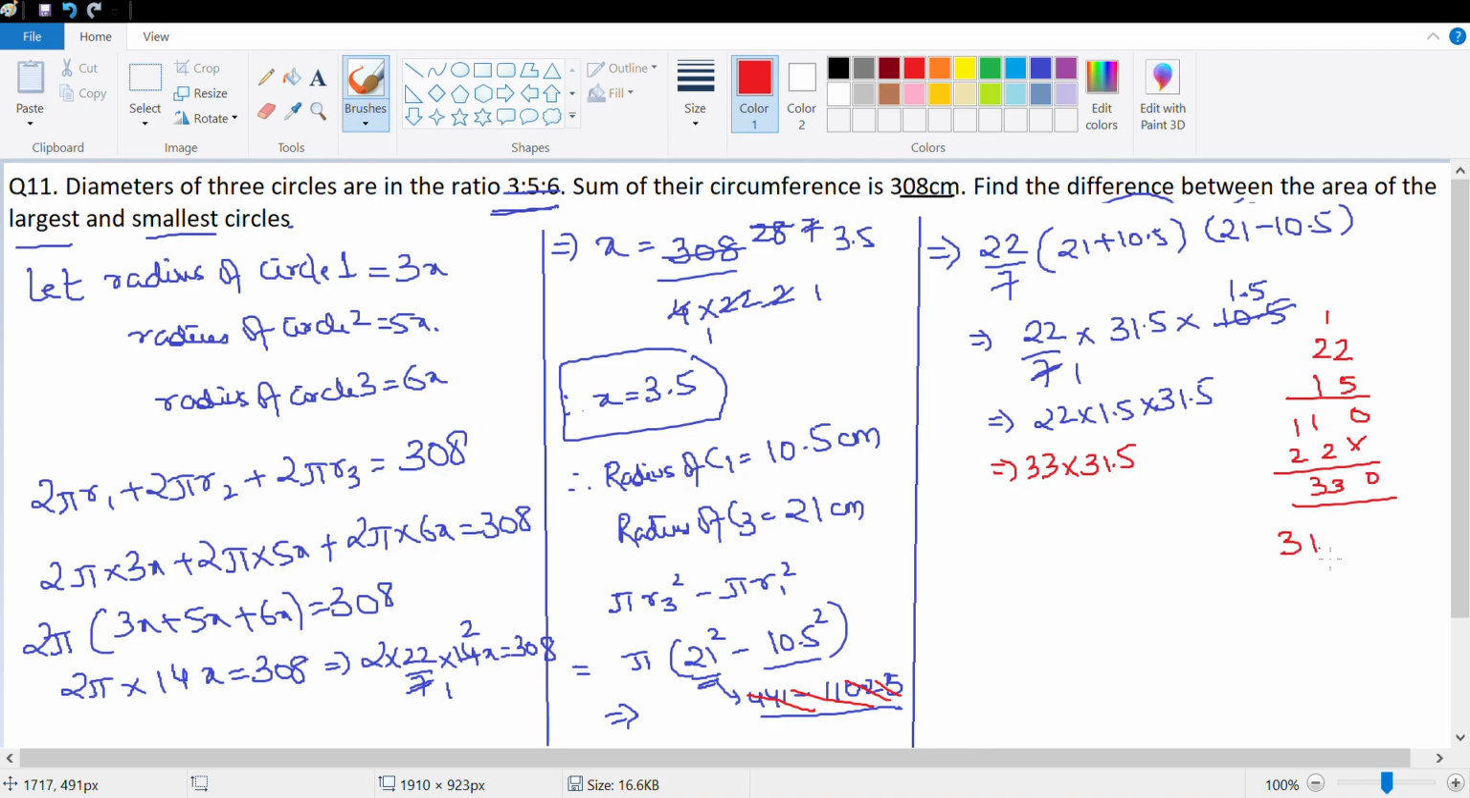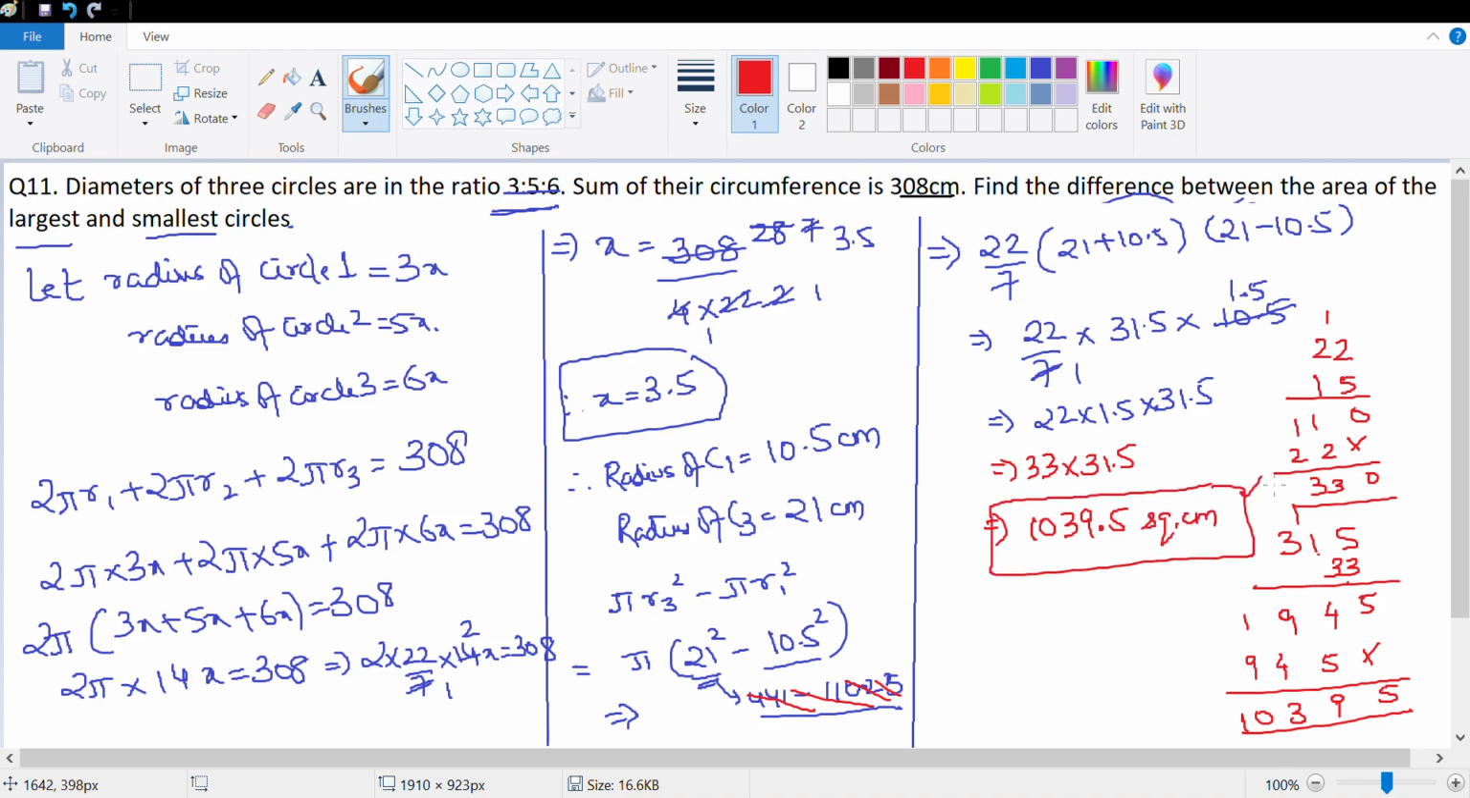So 315 multiplied with 33. That's 5 into 3, 15. 3 into 1, 3 plus 1, 4. 3 3s are 9. 945. This will also be 945. So this is 5, 9, 9 plus 4, 13 and 10. So this is 10395, 1 decimal. This is the difference of area, which means the difference of area is 1039.5 square centimeter. Good.